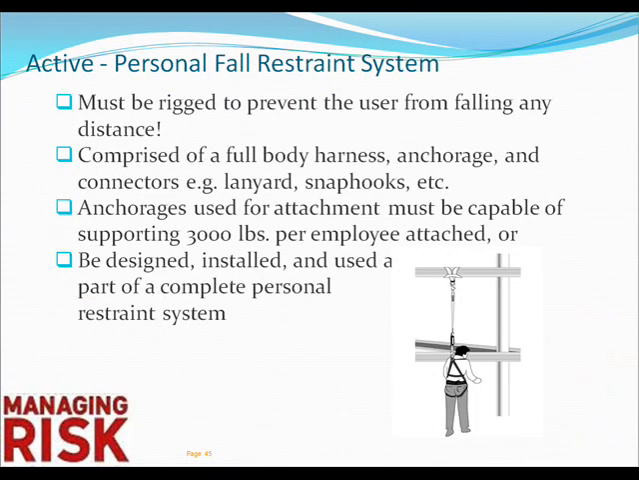Active personal fall restraint system must be rigged to prevent the user from falling any distance, comprised of full body harness, anchorage, and connectors, i.e. lanyard, snap hooks, etc. Anchorages used for attachment must be capable of supporting 3,000 pounds per employee attached, or be designed, installed, or used as part of a complete personal fall restraint system.